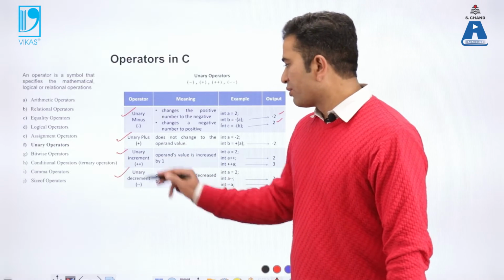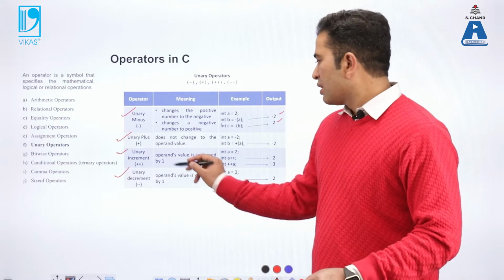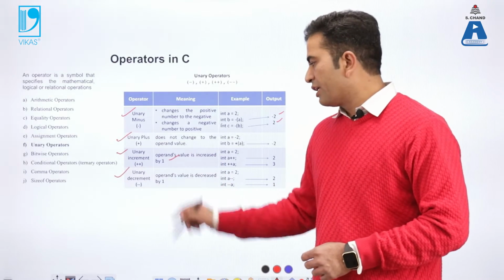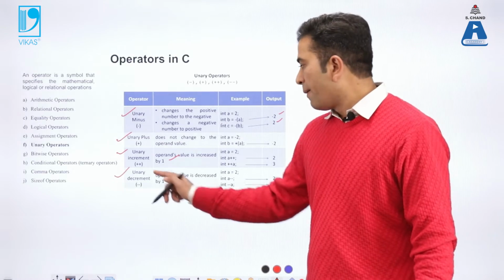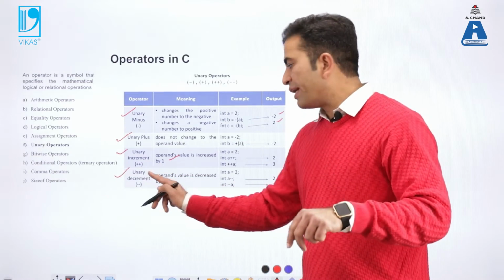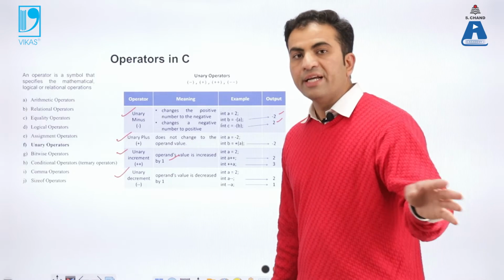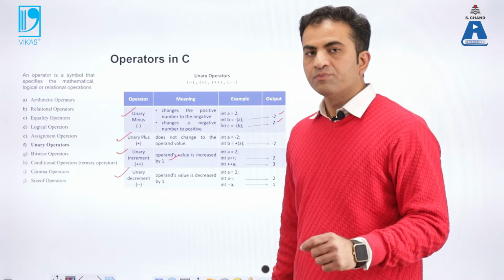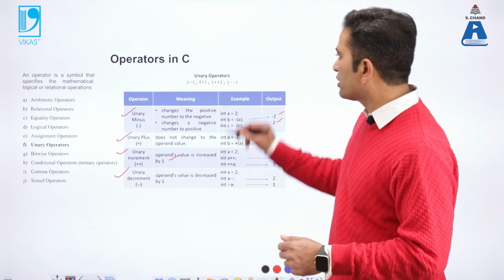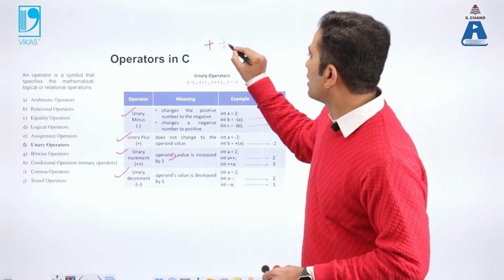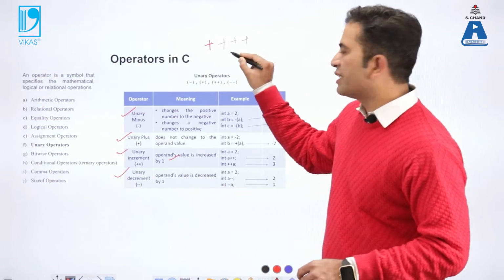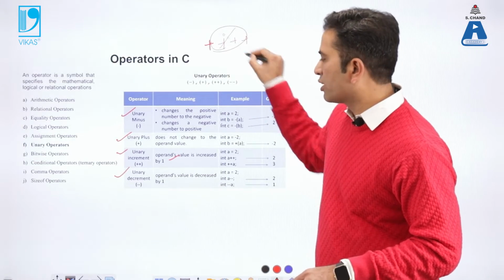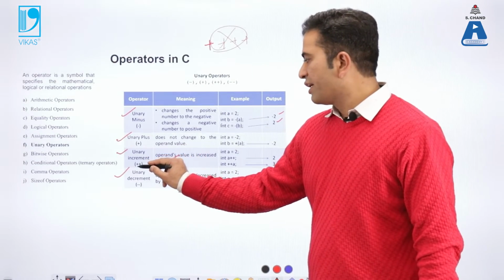Now unary increment and unary decrement. Increment means the operand's value is increased by 1, and decrement means the operand's value is decreased by 1. Plus plus increases by 1, minus minus decreases by 1. Not increased by 2, not increased by 3. Point to be noted: when we use plus plus only, then it is increased by 1. If I say plus plus plus plus, it does not mean it is increased by 2. This is not a way. So only the unary increment we can use.